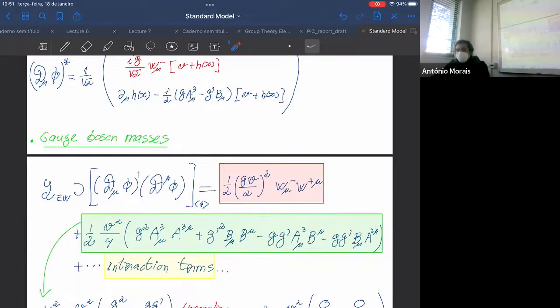So we need to do something about it. This is not yet physical. This is already without the Goldstones, but it's not yet physical.